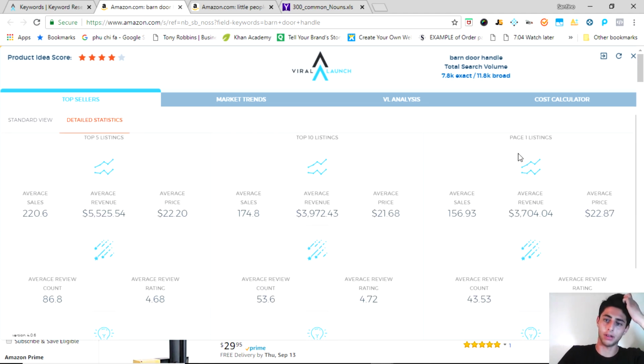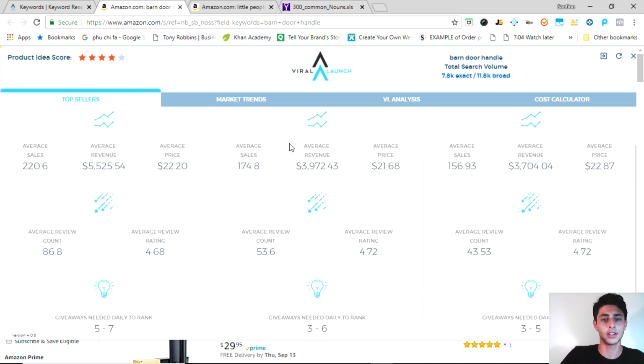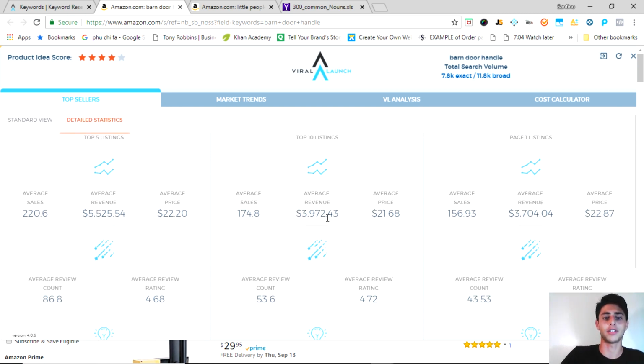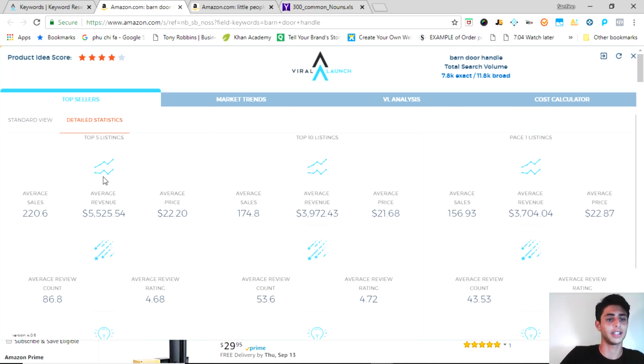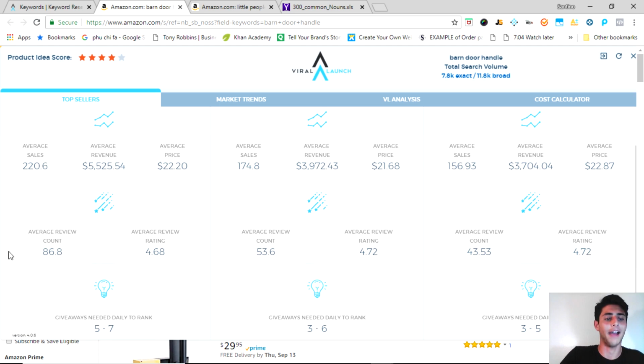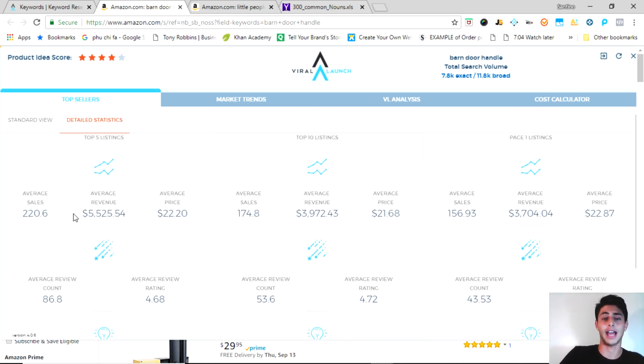So whenever it looks good on page 1 listings, we could also look at top 10 listings. So for top 10 listings, we could see average revenue $3,900, average price $21, and then average review count 53. So that also looks good. Revenue's a bit low, but you're still making revenue. And then the top 5 listings, average revenue $5,525. So that does meet our criteria. Average price $22, and then the average review count 86 reviews. So top 5 listings meets our criteria. So this is actually a good sign, and this would be a good product to further pursue.